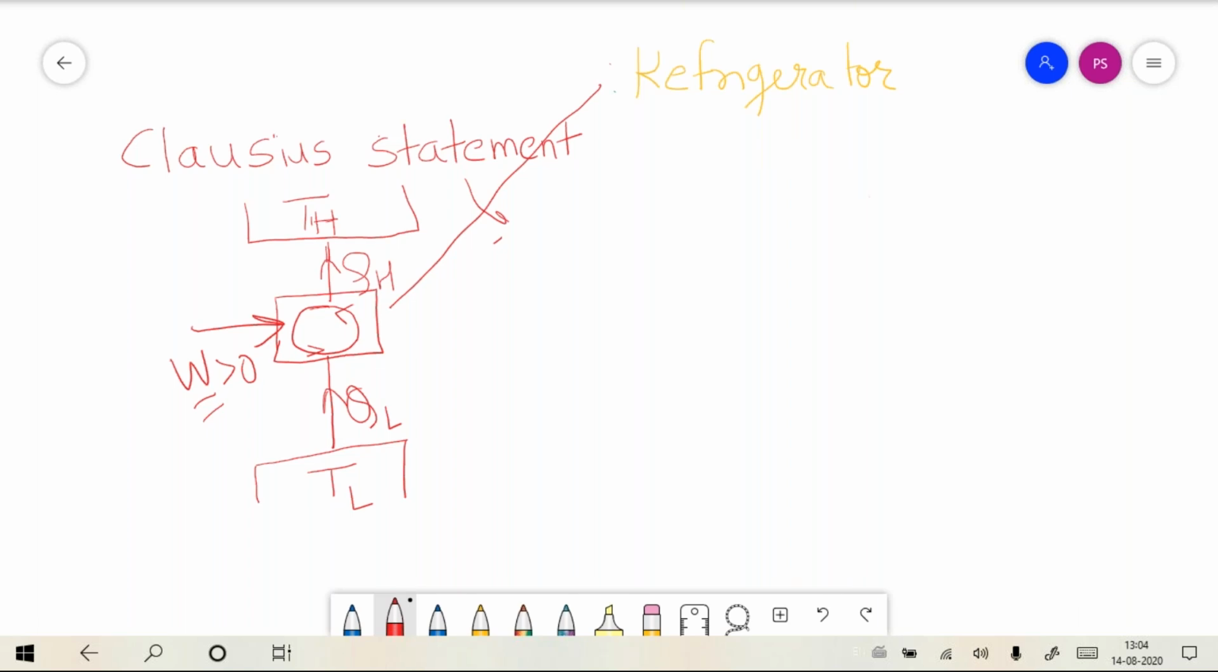Okay, so look at this. The performance in the refrigerator: what are we interested in? In the refrigerator, we are interested in this. What is this? This is called the cooling effect. Why are we purchasing a refrigerator? We are interested in cooling. This is called a cooling effect in layman's language, but in the technical language, instead of calling it a cooling effect, we would call it the refrigerating effect. Please remember this. So what is QL? QL is the cooling effect or refrigerating effect.